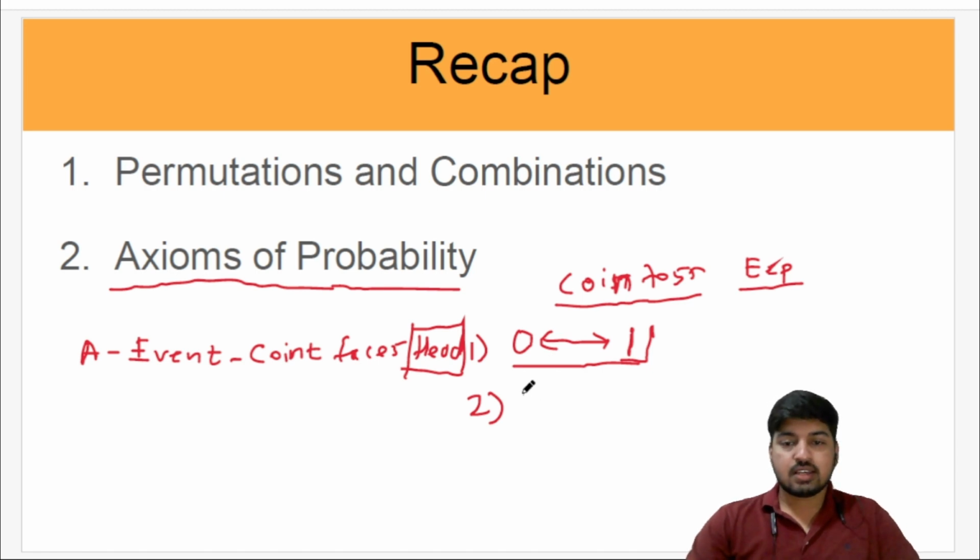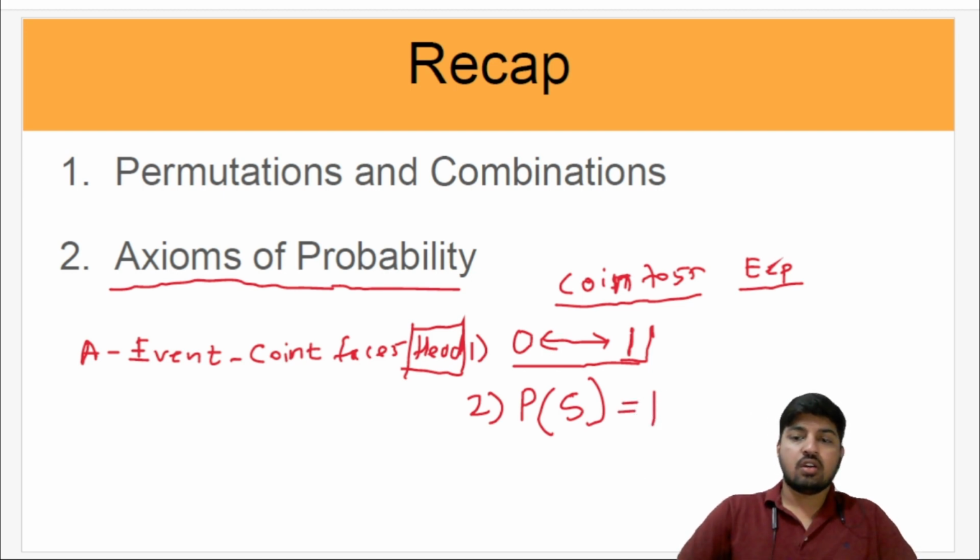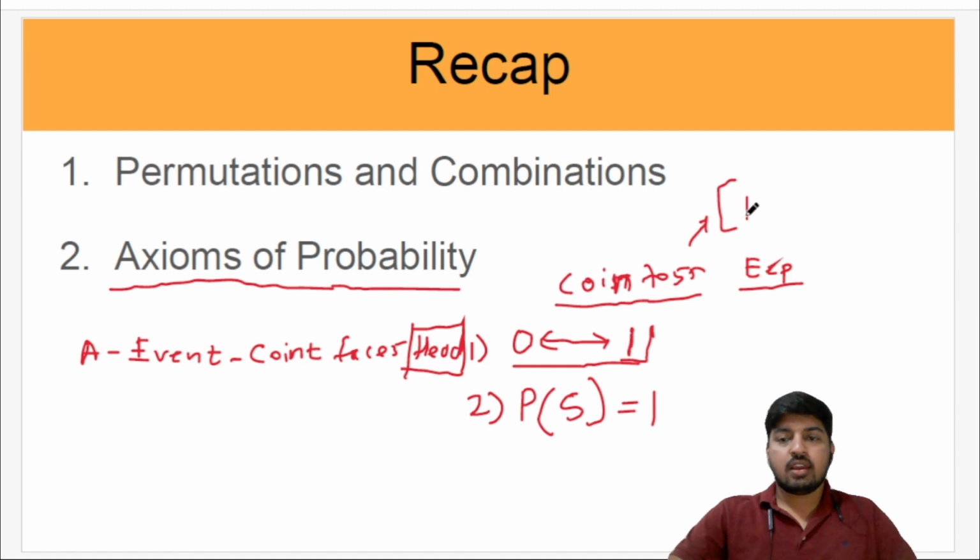First, she said very rightly that probability of S is always equal to 1. Correct? So my whole sample space here, in a coin toss, what is my sample space? It either can be heads or tails. If S is equal to head and tail, what is the probability of S? Yes, it's always going to be 1.